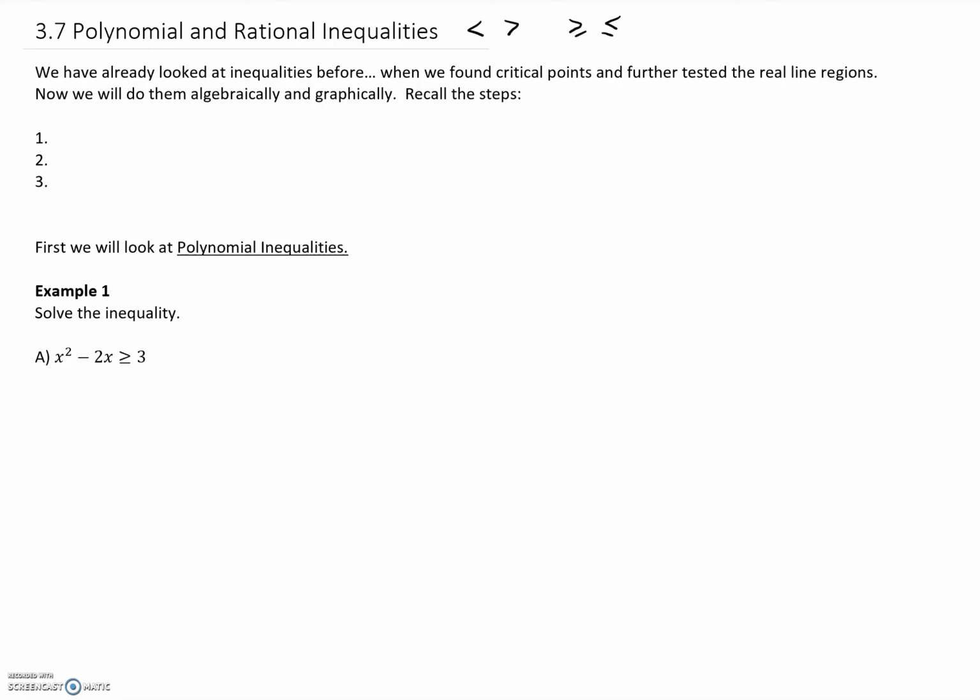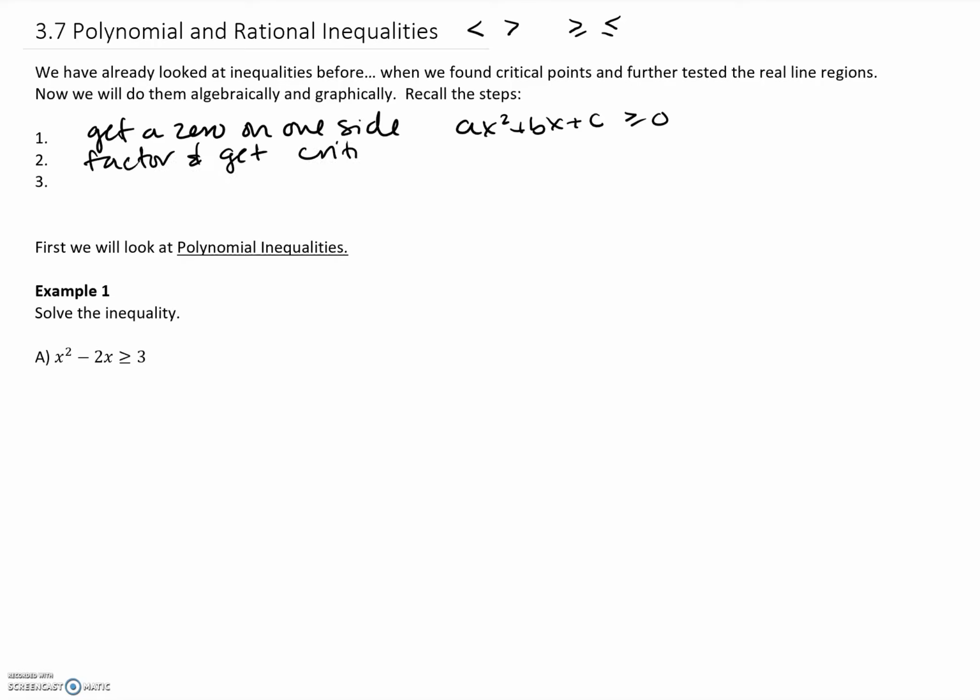So remember the steps from before when we looked at quadratic inequalities. We would say get a zero on one side. So you'd basically have ax squared plus bx plus c greater or equal to zero, for example, or less than or equal to. Then we would say factor and get critical points. So that was the world where we assumed that the inequality was really just an equation, and then we factored and popped out our solutions.